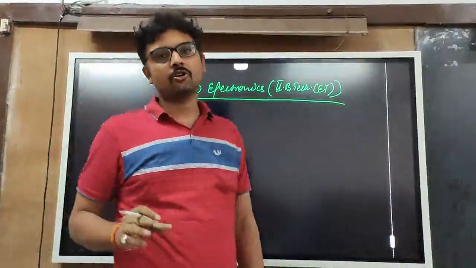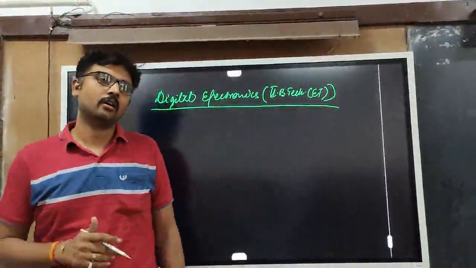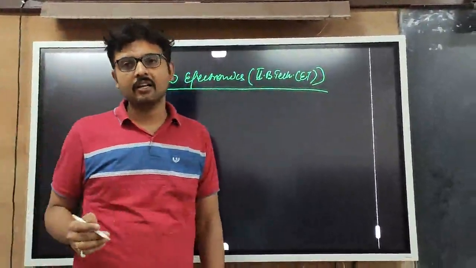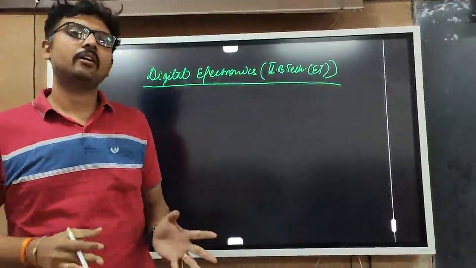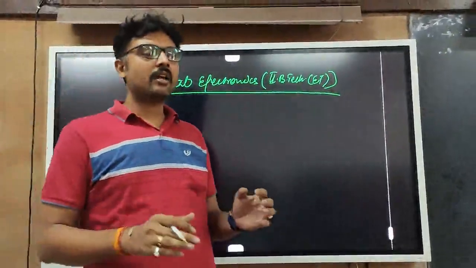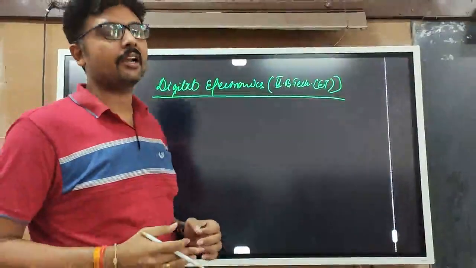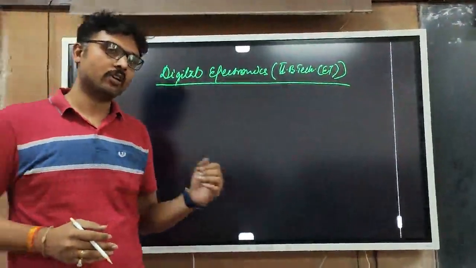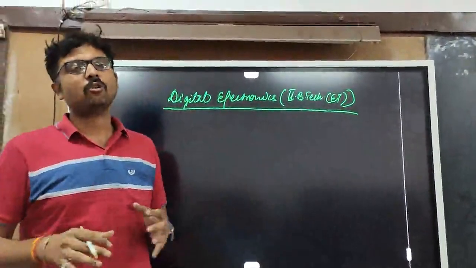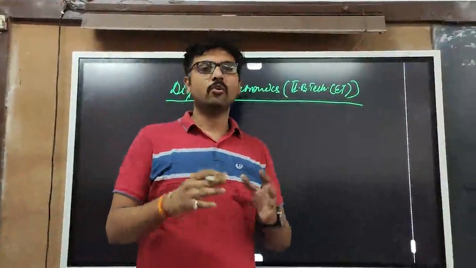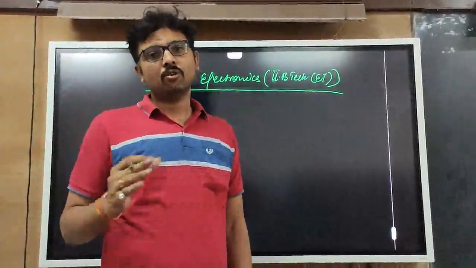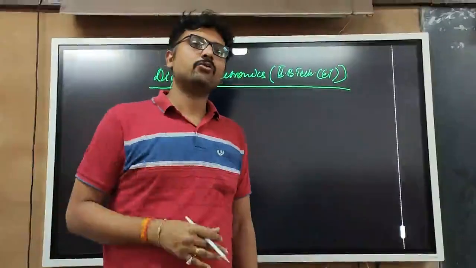The same topic has been added into your experiment as experiment number 4, where we will design and implement the half adder and full adder circuitry by using the basic gates. And the same circuitry can also be designed by using the universal gates, that is NAND and NOR gates. So the basic thing to demonstrate here is how you are going to design those digital circuitries by using logic gates.